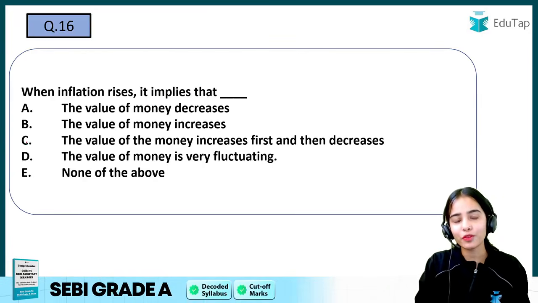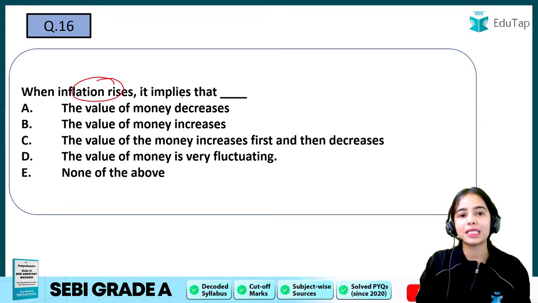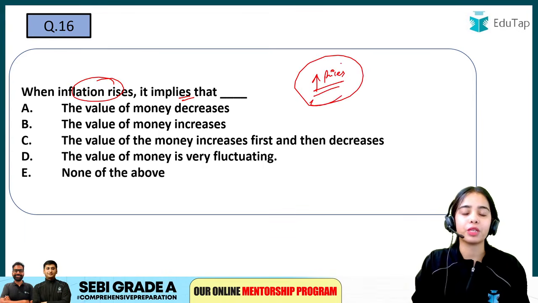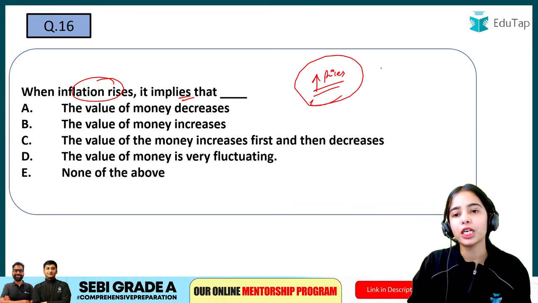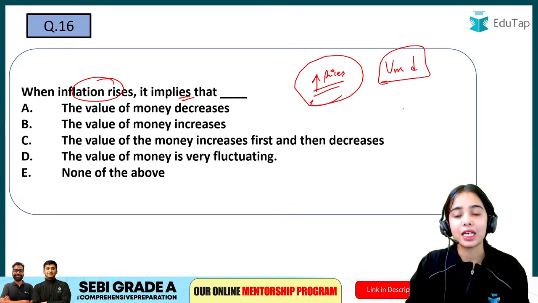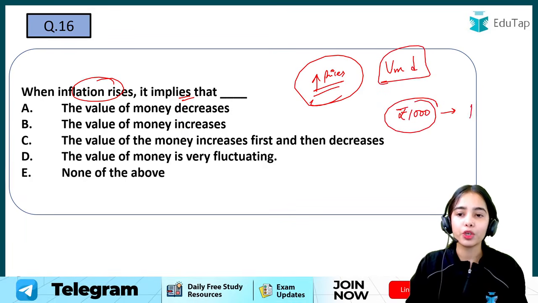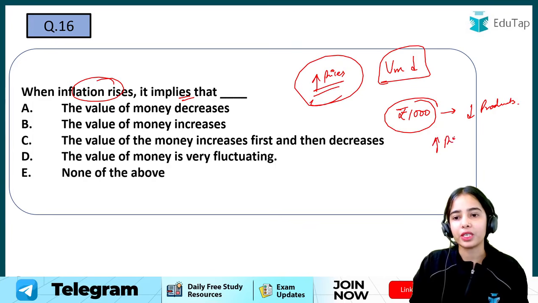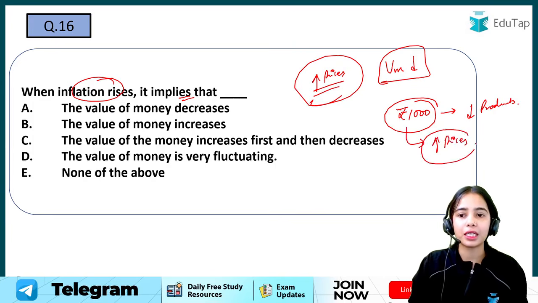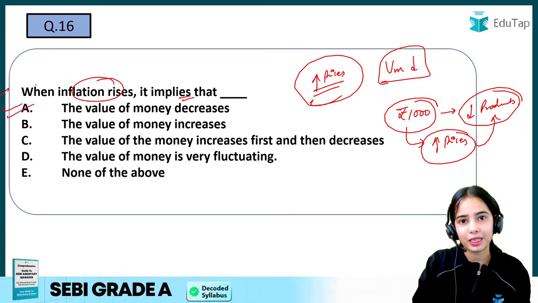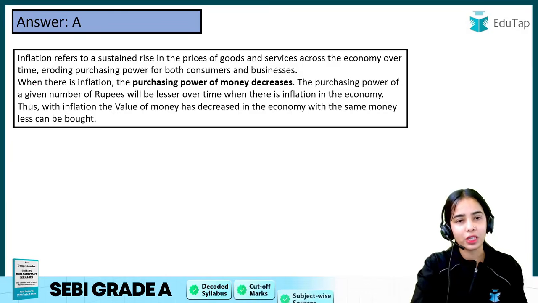Coming to the last question for economics: when inflation rises, it implies... when the prices are rising in a sustained manner, the value of money decreases, because with the same income, with the increased prices, we are able to purchase less of the products. So the value of money is decreasing. So this is it for the economics part.